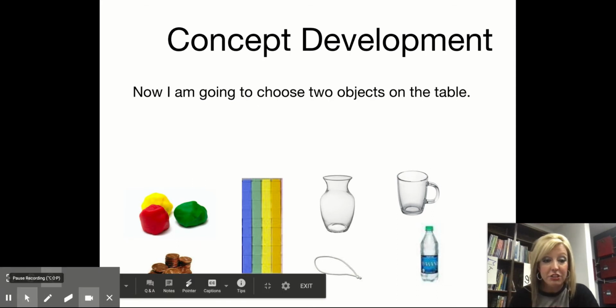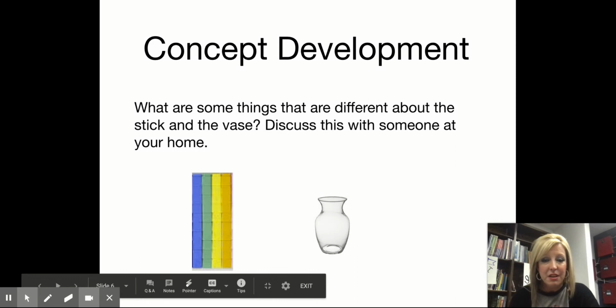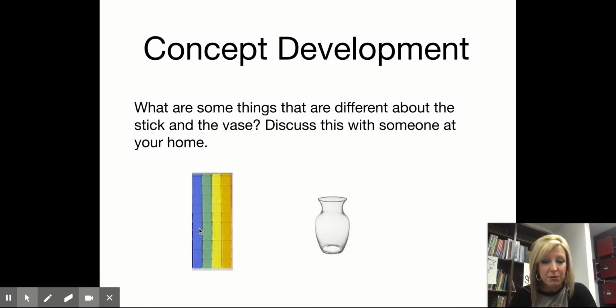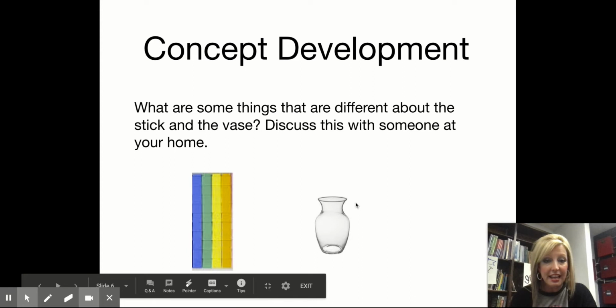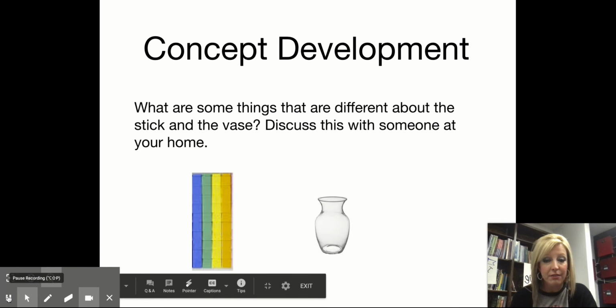Now I'm going to choose two objects on the table. The two objects I chose were the sticks and the vase. What are some things that are different about the stick and the vase? Discuss this with someone at your home. Go ahead and pause your video now.